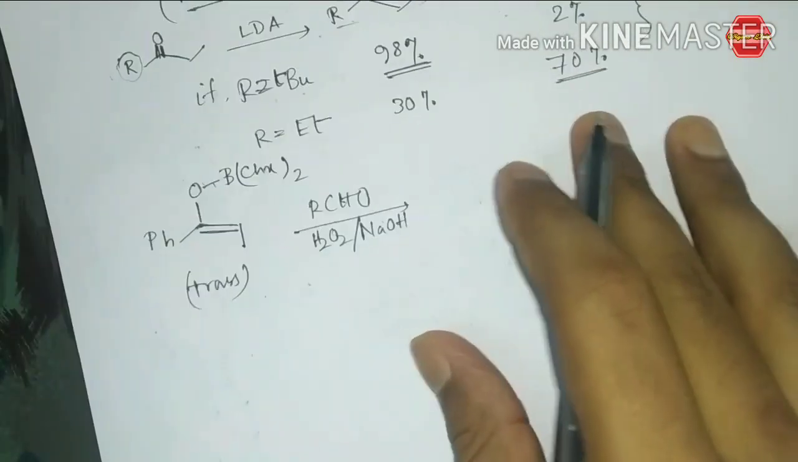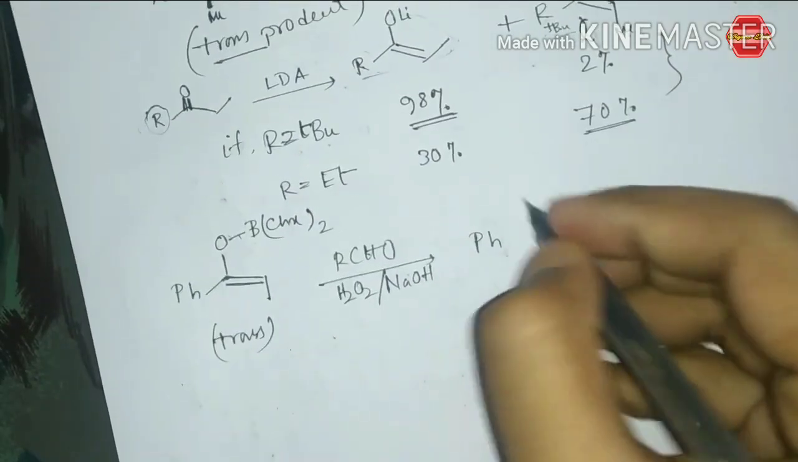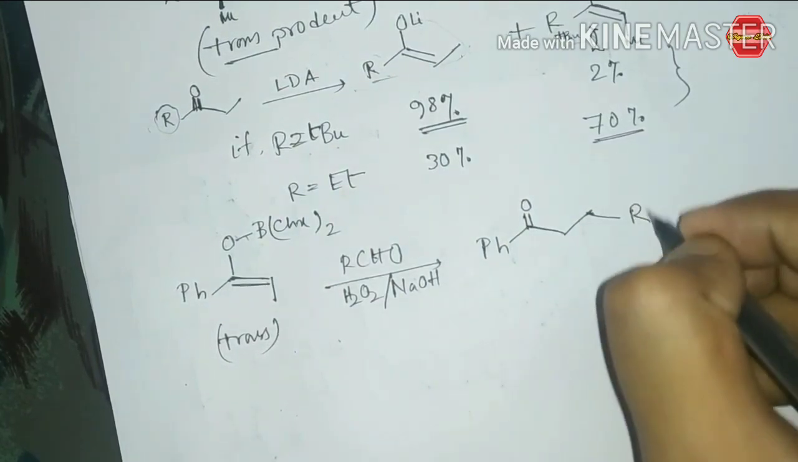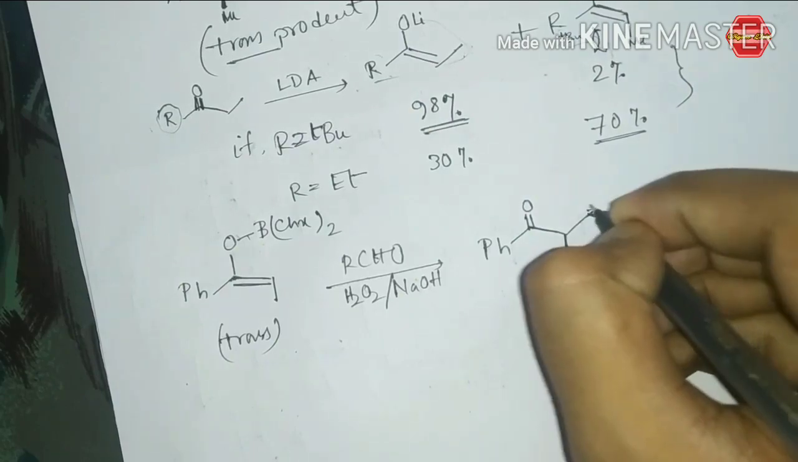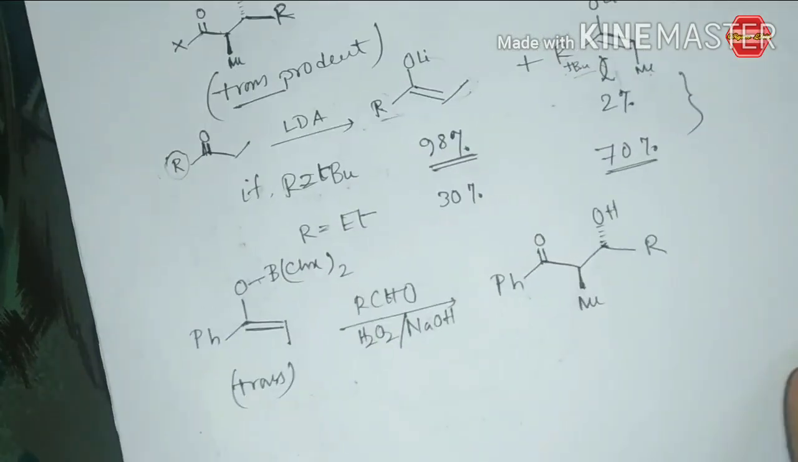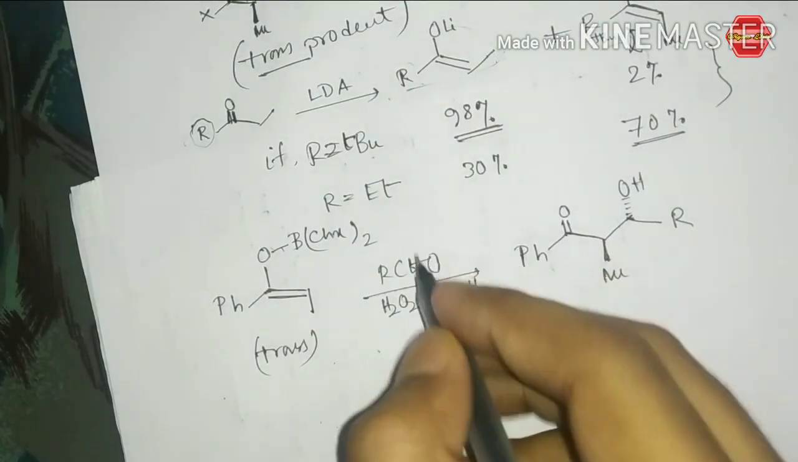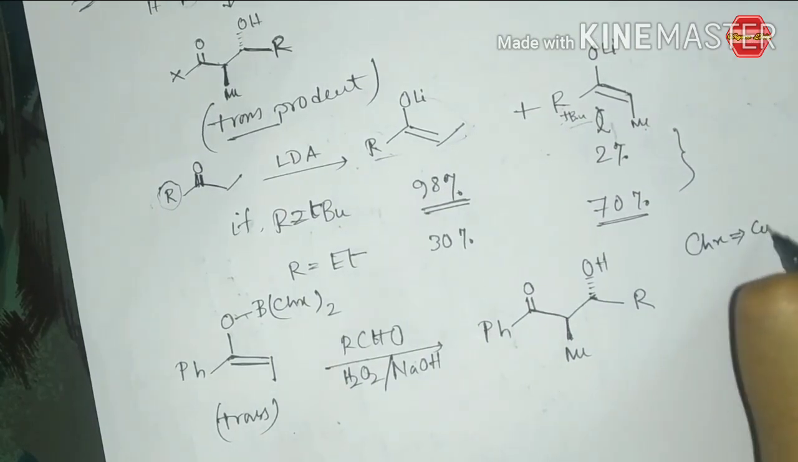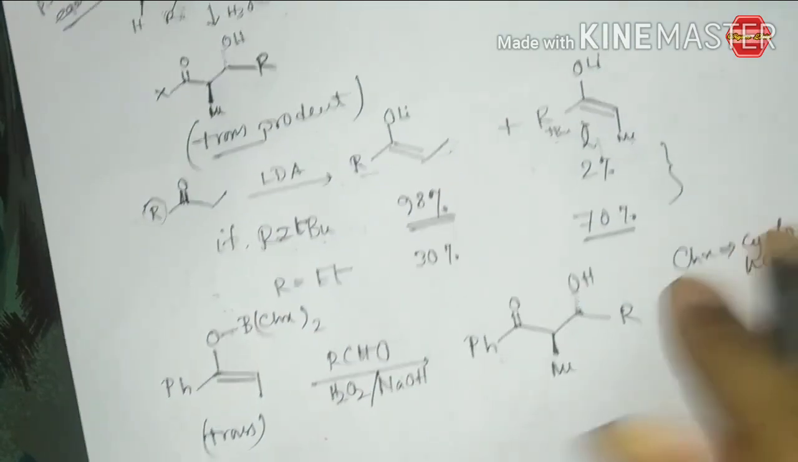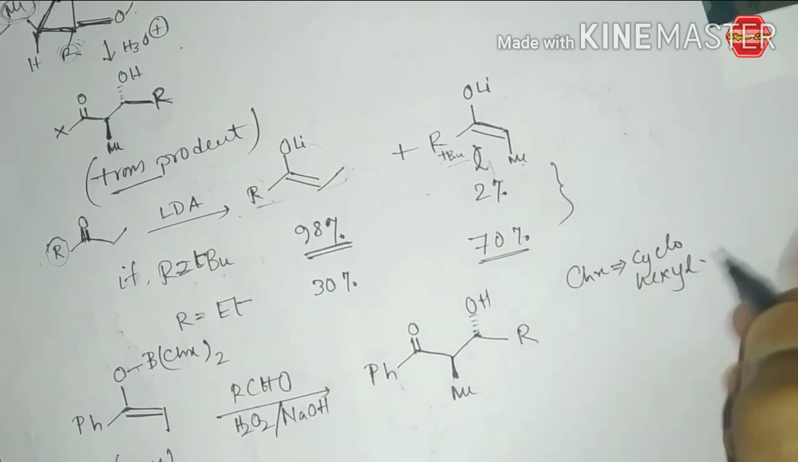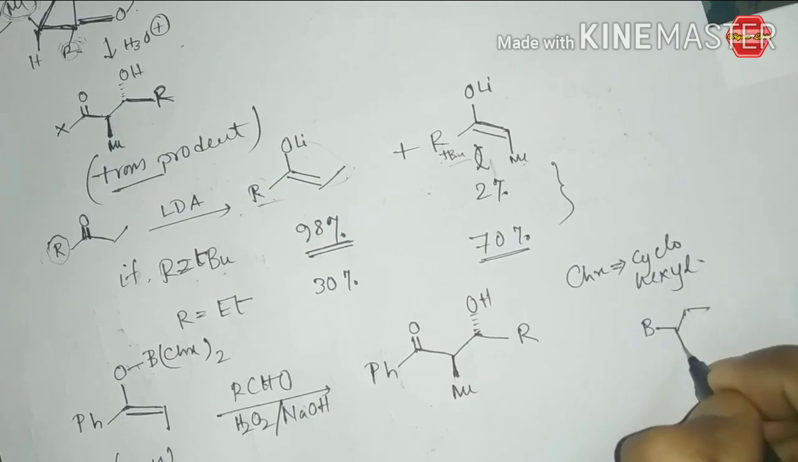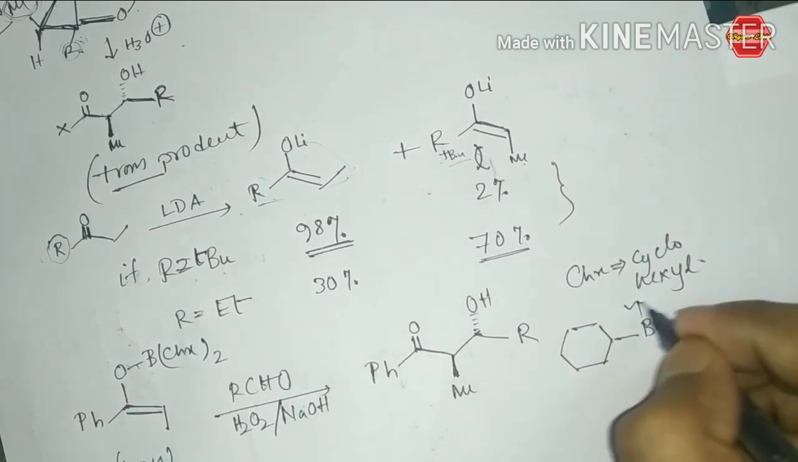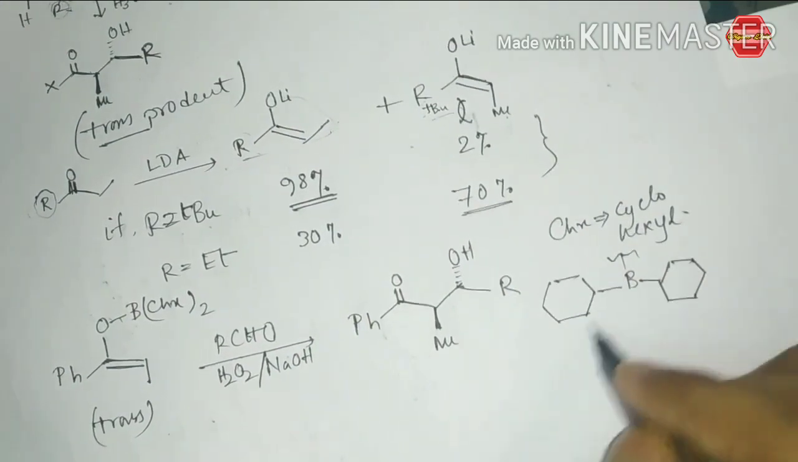Then with a trans enolate, what type of aldol product will occur? A trans type of aldol will occur. These two are trans. Okay, so there is another example. If the R group is CHX, CHX means cyclohexyl. Okay, CHX is called cyclohexyl, that is in boron I have attached these two types of structure and these two types of bonds here. This is called the cyclohexyl group.